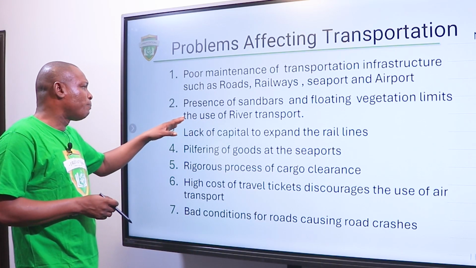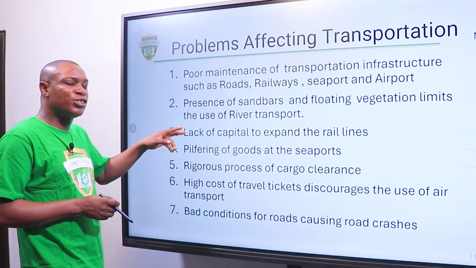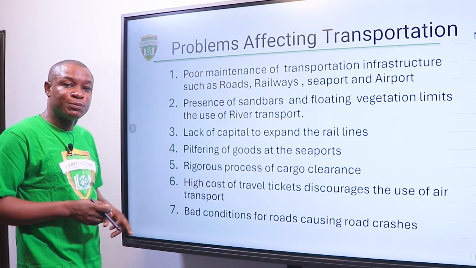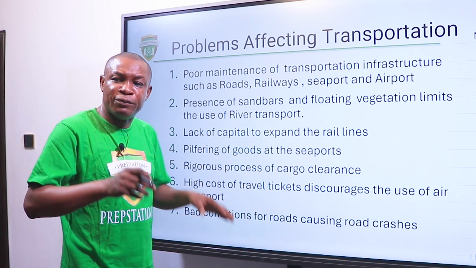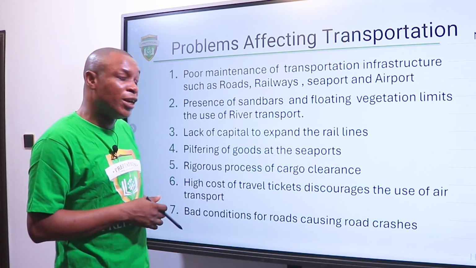Now, number 2, presence of sandbars. This has to do with water transport. When you have sandbars and floating vegetation, it makes it difficult to use the water transport.